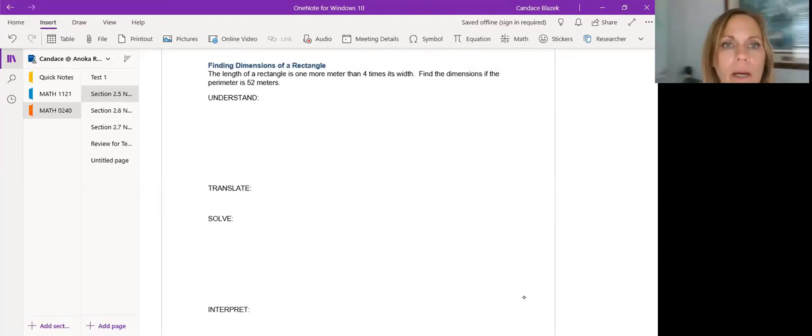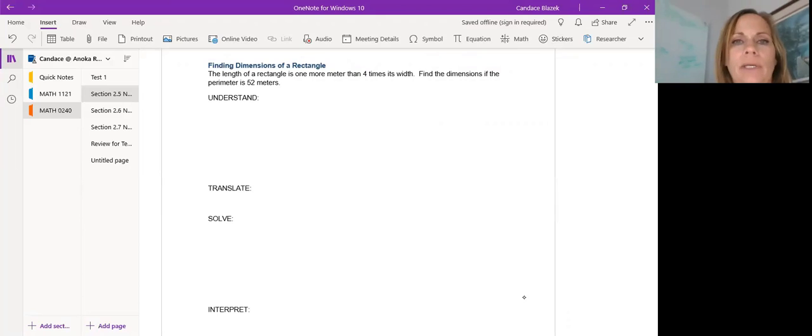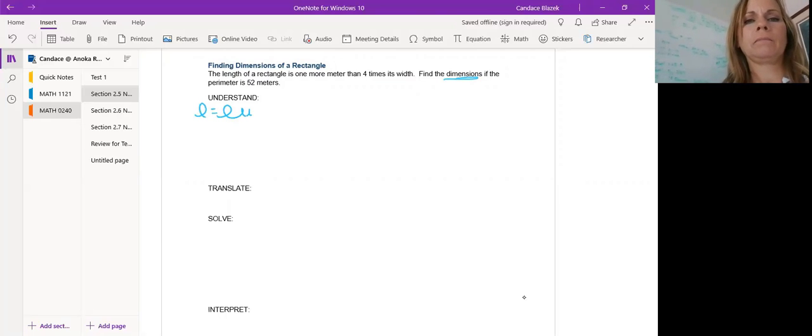All right, so here we are going on, and it's finding the dimensions of a rectangle. The length of a rectangle is 1 more meter than 4 times its width. Find the dimensions if the perimeter is 52 meters. So we want to find the dimensions. When we're talking about dimensions, we're going to find the length, and we need to find the width of our rectangle.